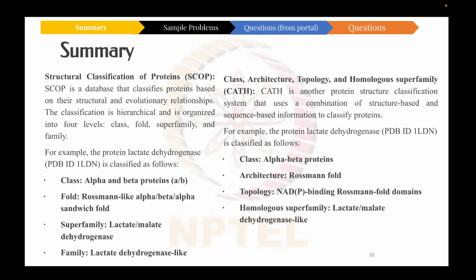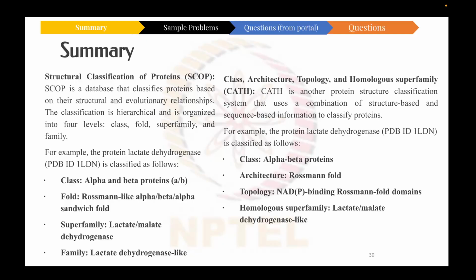Let's consider the same example and how it is displayed, that is protein lactate dehydrogenase. Class is alpha beta protein, architecture is Rossmann fold, topology is NAD binding Rossmann fold domains, and homologous superfamily is lactate malate dehydrogenase like.